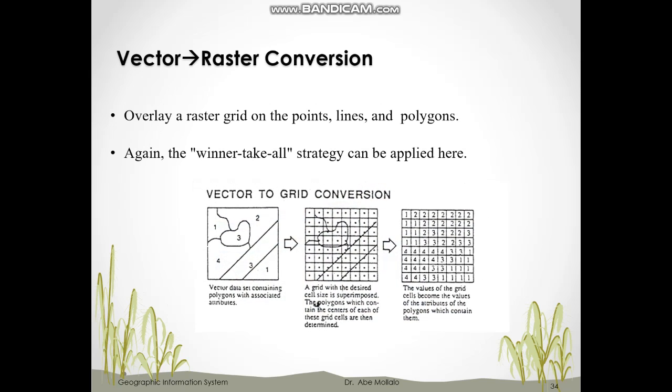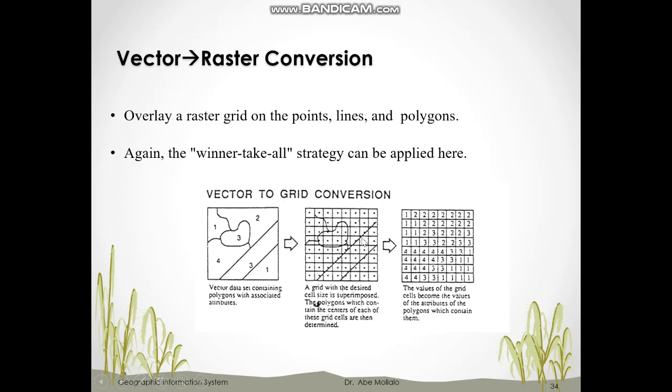So first let's talk about rasterization, which is the process of vector to raster conversion, okay? This process takes two steps. First, we should impose a raster grid onto the vector data, okay? So we have a vector here, right? And first of all, you have to superimpose a raster grid onto this vector data, point, line, polygon, and then you have to apply the winner-take-all strategy, okay?